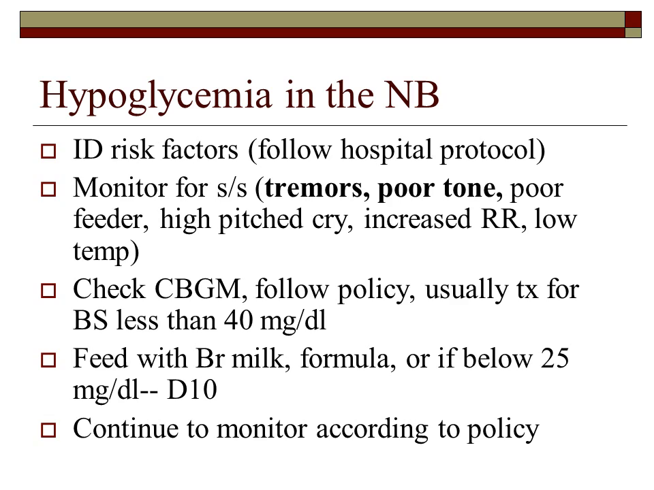And usually that involves treating for a blood sugar less than 40. What we usually do at Hoag is we let the baby breastfeed, and then after they breastfeed, we recheck the blood sugar. But if the mother's unable to breastfeed, you can give formula. If the blood sugar is below 25, then we usually start an IV and give D10. But you want to look at your hospital policy and follow that.